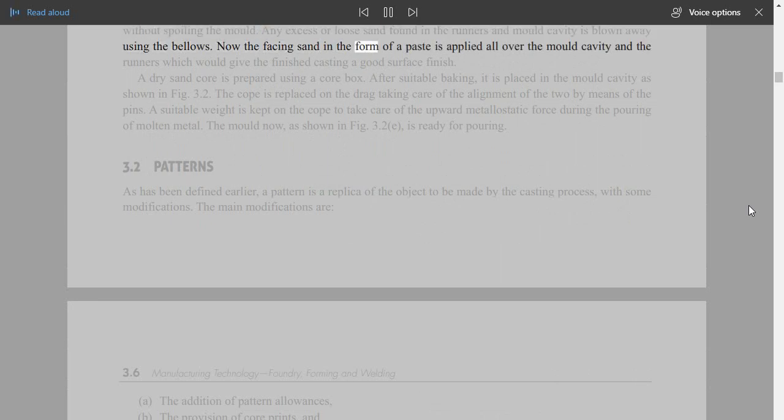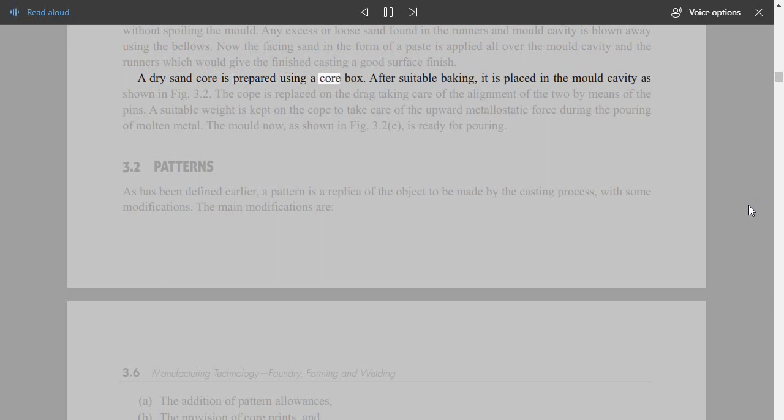Now the facing sand in the form of a paste is applied all over the mold cavity and the runners, which would give the finished casting a good surface finish. A dry sand core is prepared using a core box. After suitable baking, it is placed in the mold cavity as shown in Fig. 3.2. The cope is replaced on the drag, taking care of the alignment of the two by means of the pins. A suitable weight is kept on the cope to take care of the upward metallostatic force during the pouring of molten metal. The mold now, as shown in Fig. 3.2e, is ready for pouring.